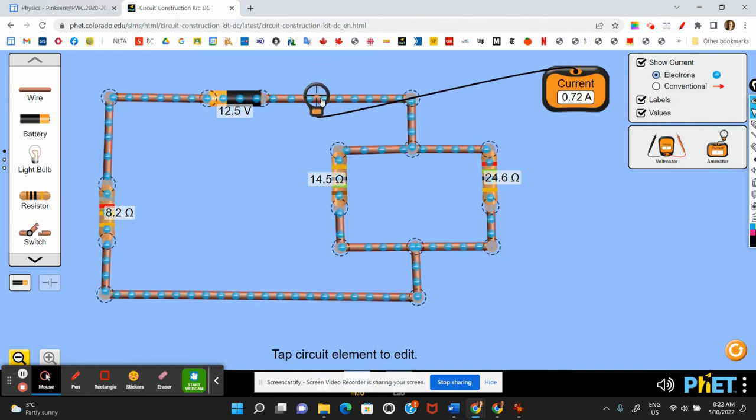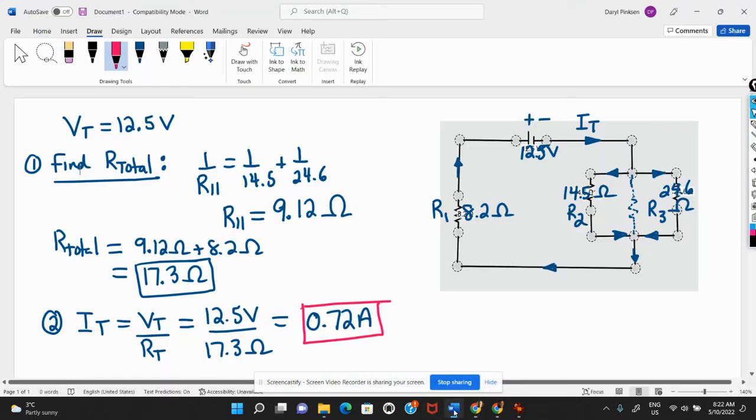And, oh, look, I have the current thing all set up. And now let's look at the total current. What a surprise. 0.72 amps, which is what I got from my calculation. So that makes me feel pretty good. Now I can see that I've done this calculation correctly.